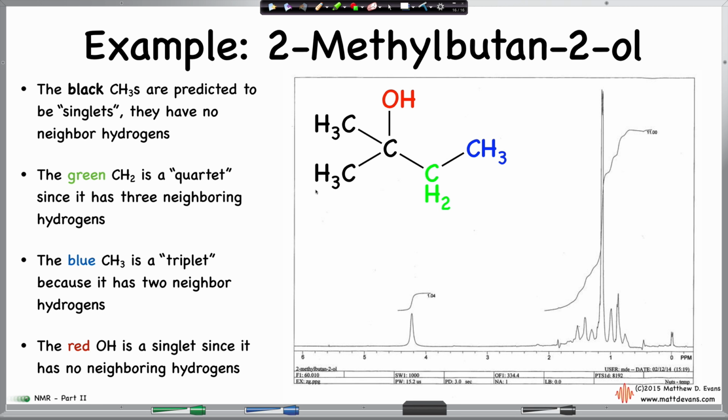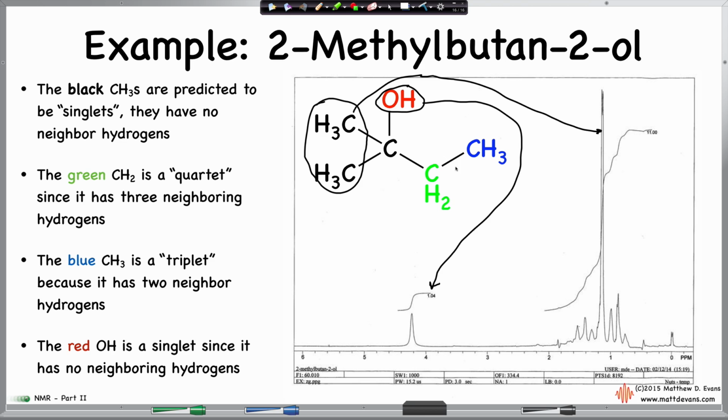Here's an actual example of an NMR spectrum for this molecule. So once again, we're going to ask the stupid questions first. For these 2 methyl groups, they're magnetically equivalent, so they're represented by 1 signal. And when we look to the adjacent carbon, there's no hydrogens attached to this. So for all 6 of these hydrogens, we predict a singlet, and that's exactly what it is. Okay, here's a singlet. The OH is going to be this signal right here. There's no neighbor hydrogens, and so this is a singlet.